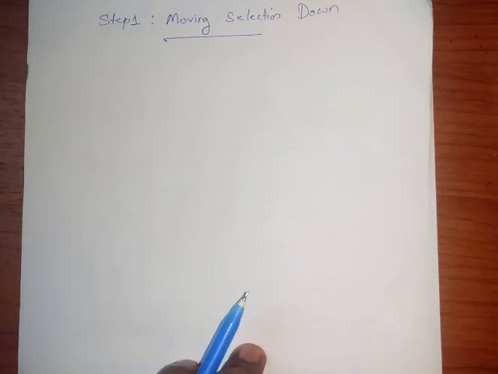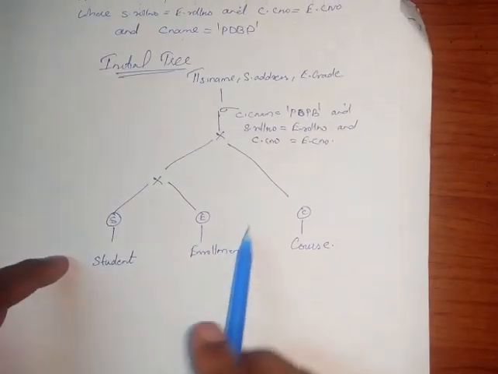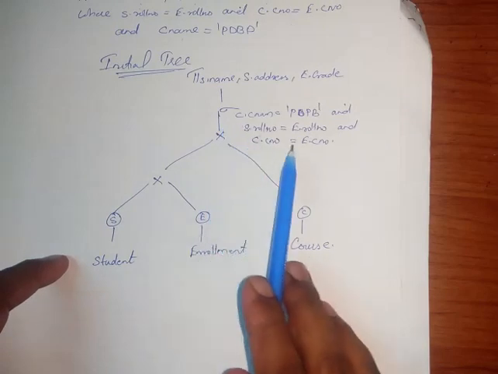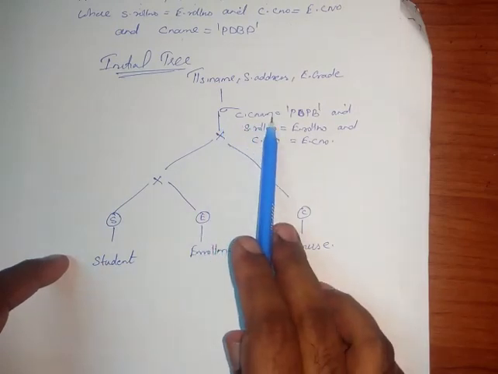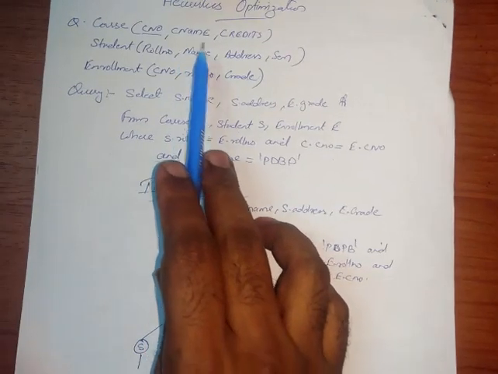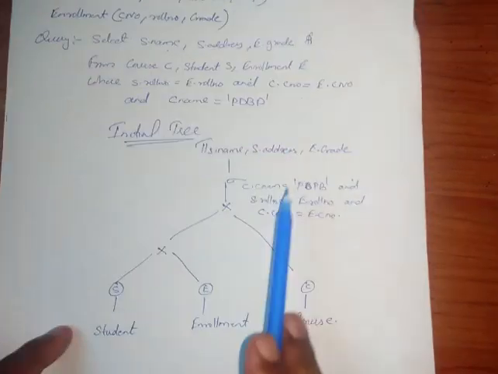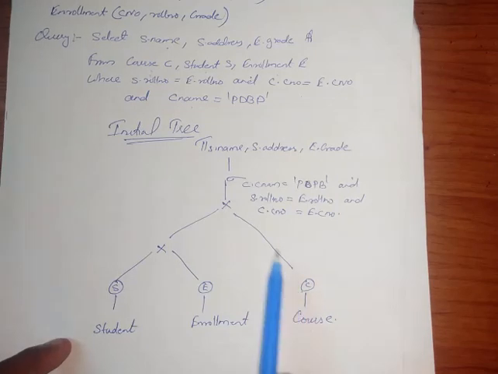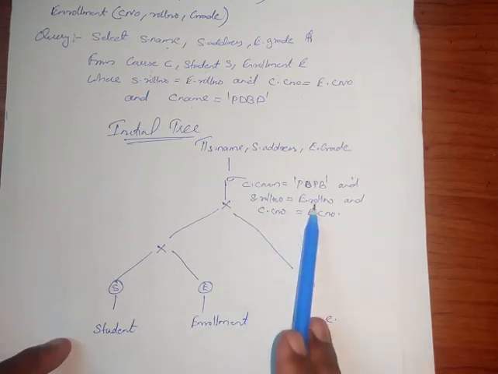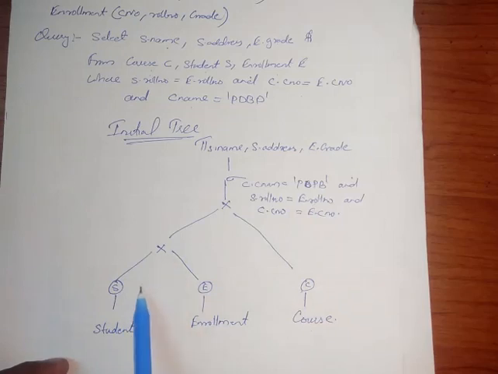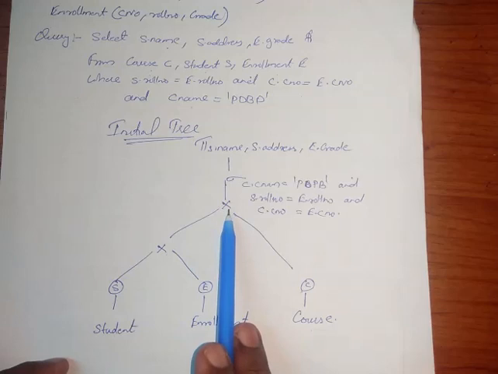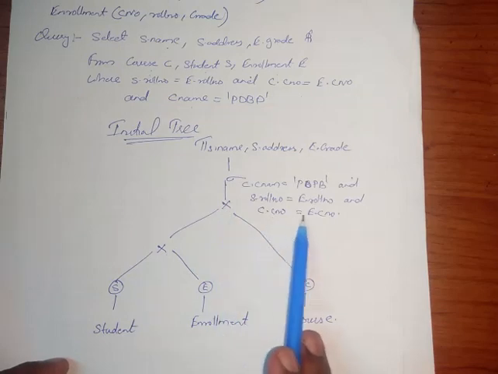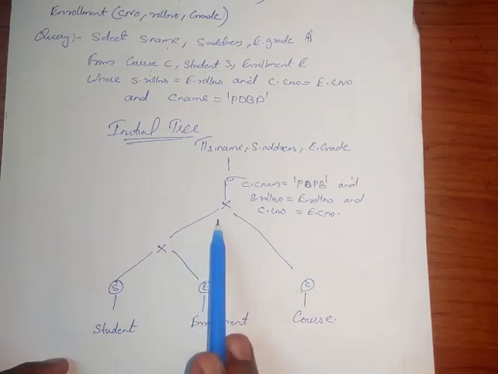For that we have to start from the base. Here you can see we are given some conditions. C.cname is from the table course. So we have to move that c.cname condition to the course table. Then we can see roll number is in enrollment as well as in student, so we have to put that selection condition on the cross of those, and then c.c number condition on the second cross.